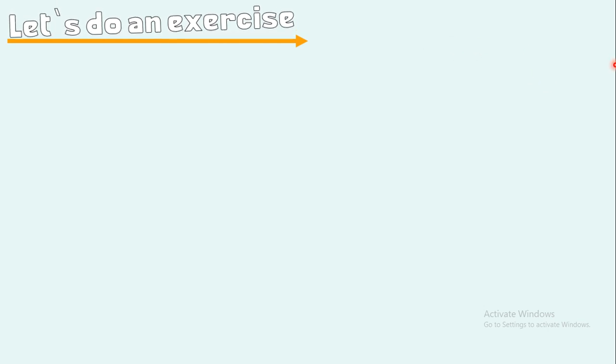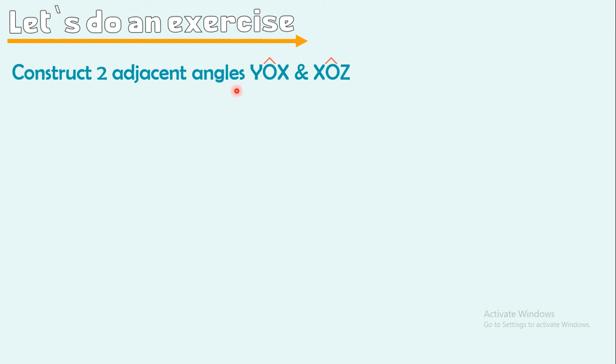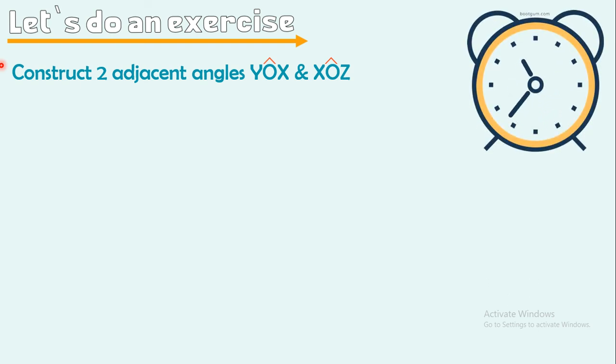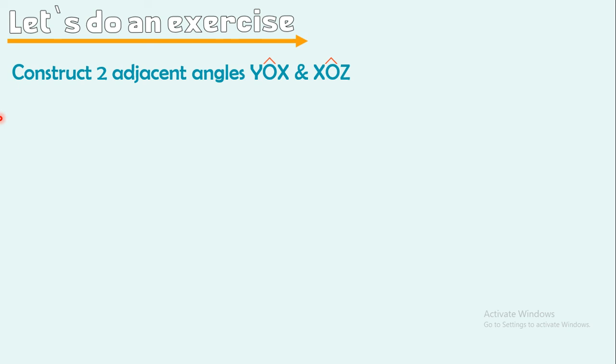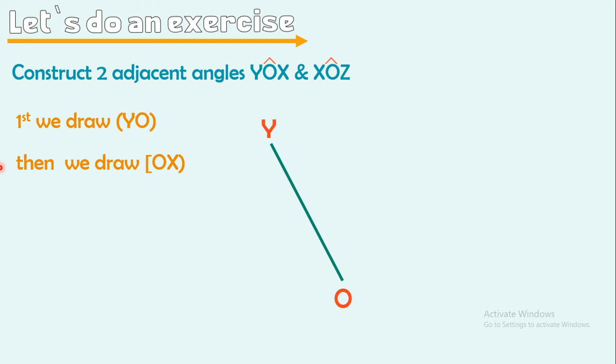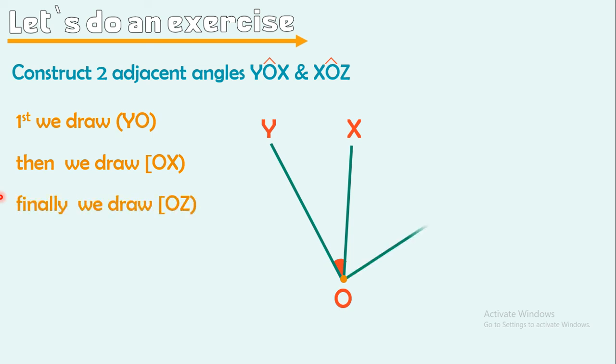Now let's do an exercise. You have to construct two adjacent angles, YOX and XOZ, and I will give you some time. Now let's do it together. First, we draw YO in this way. Then, through O, we draw OX in this way. And finally, we draw a semi-straight line OZ through O in this way. So we got two adjacent angles, YOX and XOZ. They have a common vertex O and a common side XO that lies in between them.